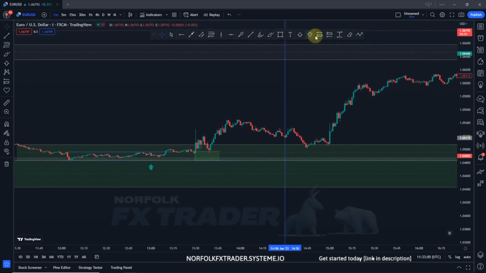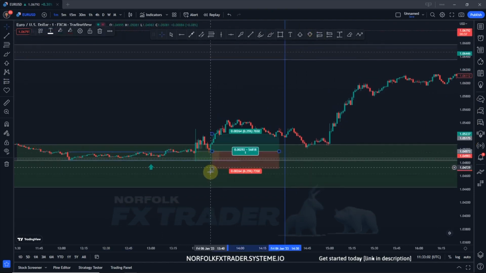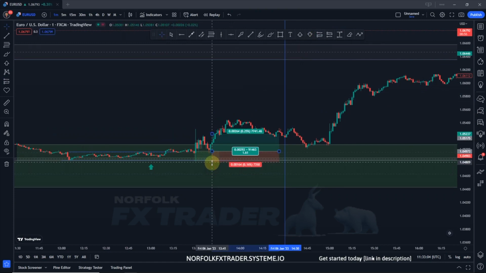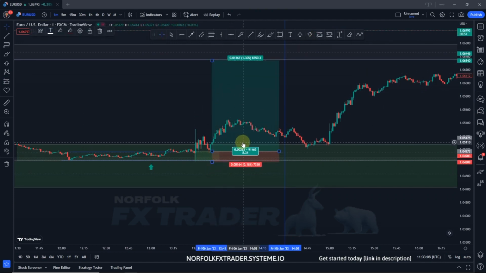Again, we just have a quick look. I'll show you how you could have caught this entry. Entry, stop the low. There's your target. And that's just under a 9-to-1 risk to reward. So that's not a bad trade, and that's catching an entry right after news.